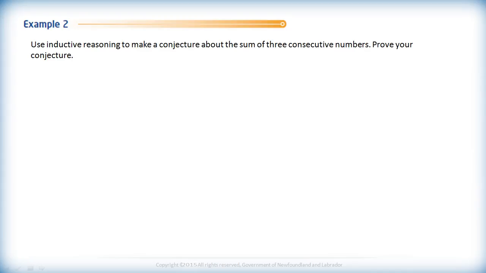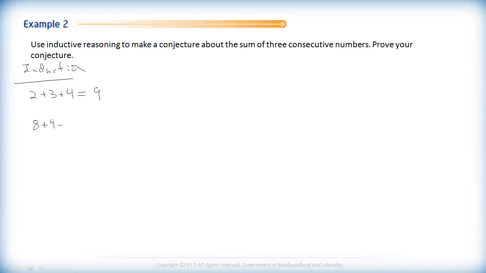It says, use inductive reasoning to make a conjecture about the sum of three consecutive numbers, and then prove your conjecture. All right, let's give that a whirl. Let's think about three consecutive numbers, and it says use inductive reasoning to make a conjecture. Okay, so let's go with induction first. So what are we going to say to make a conjecture? Three consecutive numbers and the sum. So let's go 2 plus 3 plus 4. That's the sum of three consecutive numbers, and our answer is 9. Okay, let's pick another one.